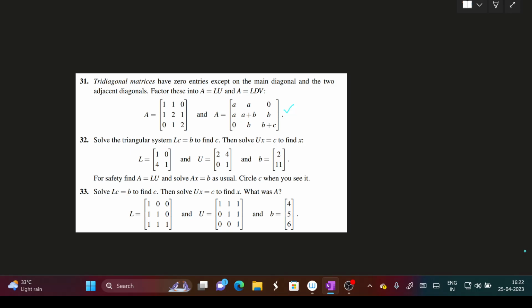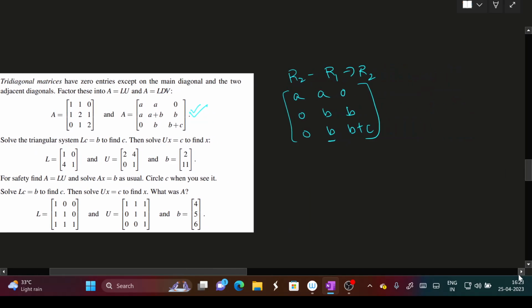That means if I do this, it can be done for the first one. So for this matrix, what to do? I am doing R2 minus R1 stored in R2. It is A, 0, 0, B, 0, B plus C. Now what will I do? This is to emerge 0. So what to do? R3 minus R2.